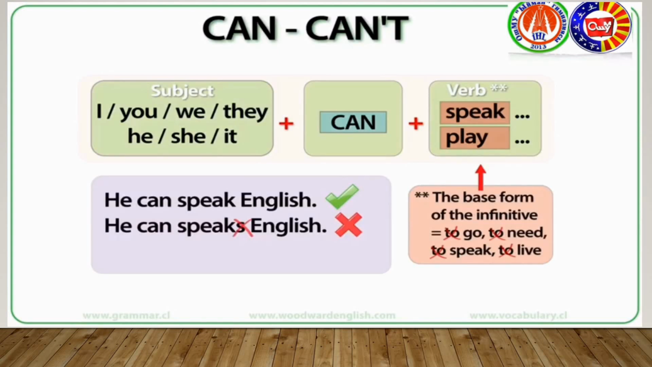The next sentence. He can to speak English. Is it correct? No, it's not correct, because after can we don't use the infinitive with to.